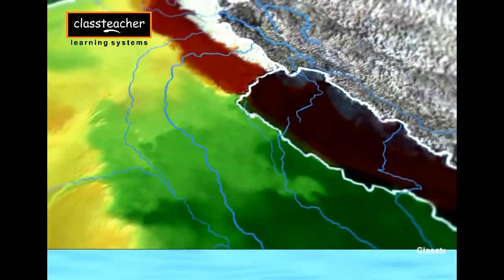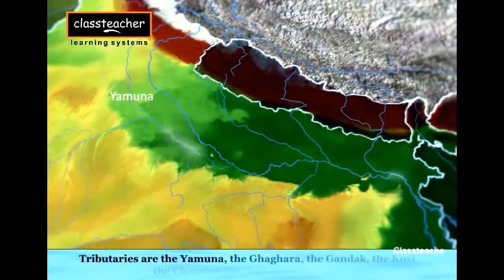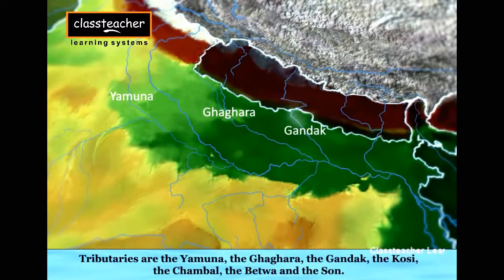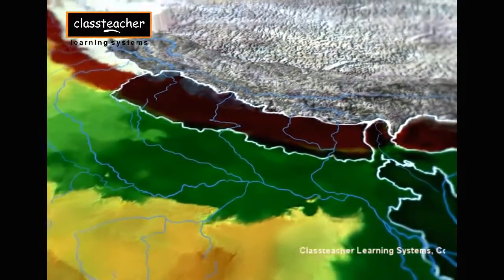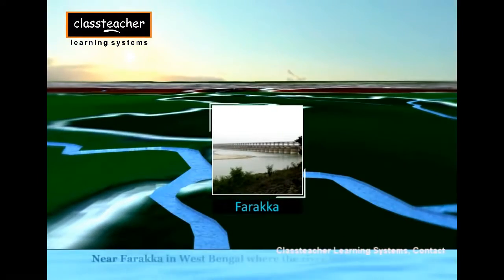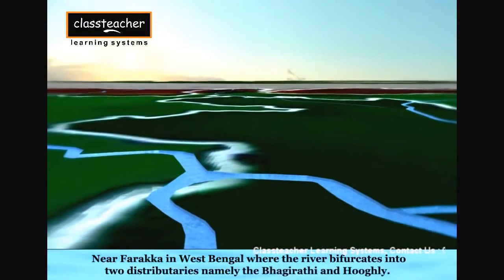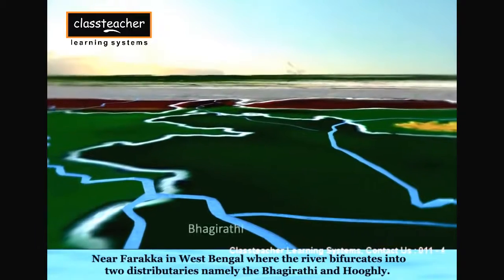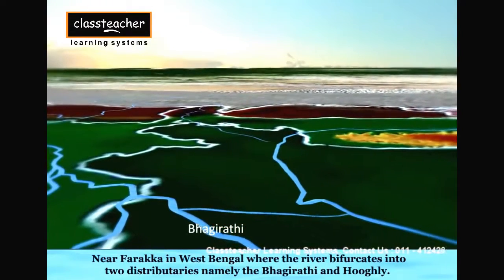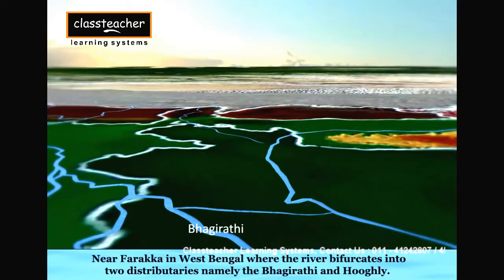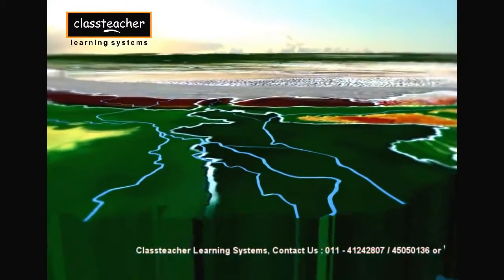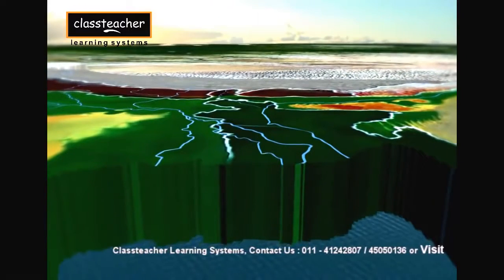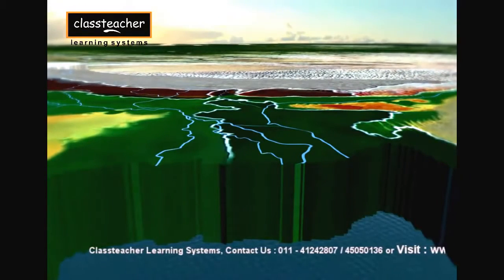Then it is joined by many tributaries such as the Yamuna, the Ghagra, the Gandak, the Kosi, the Chambal, the Betwa and the Son. It flows eastward till Farakka in West Bengal, where the river bifurcates into two distributaries, namely the Bhagirathi, which flows southwards into Bangladesh and is joined by the Brahmaputra river. It is known as Meghna, and the Bhagirathi flows through the deltaic plains to the Bay of Bengal.